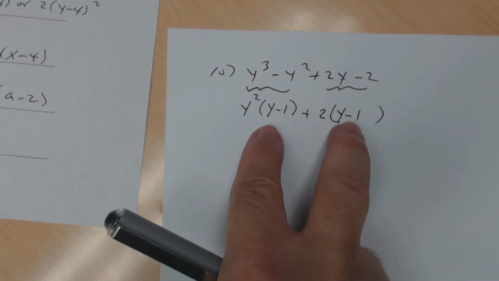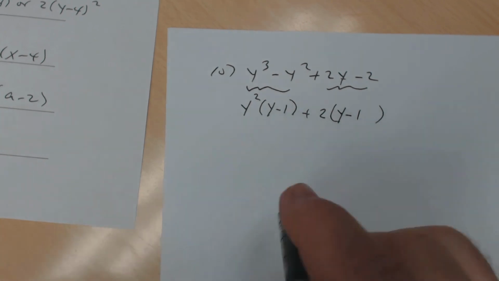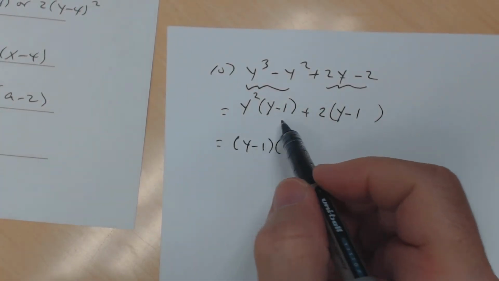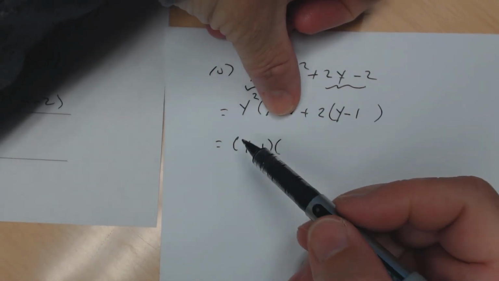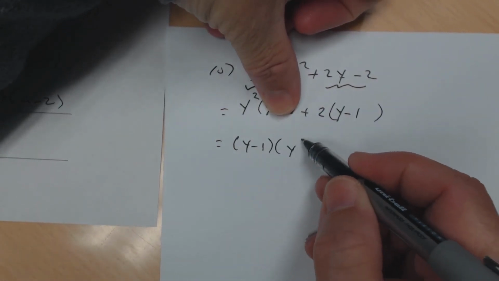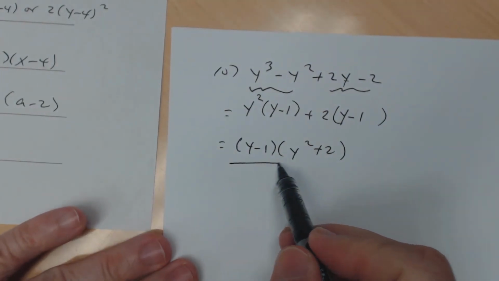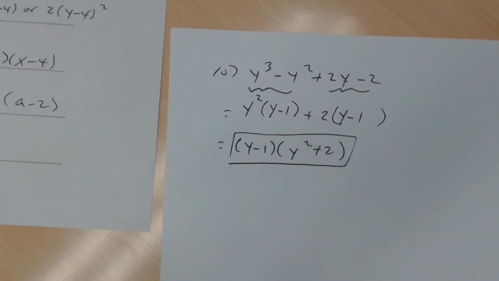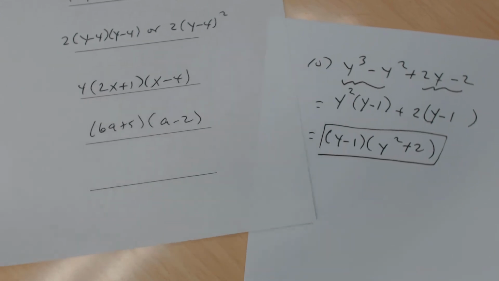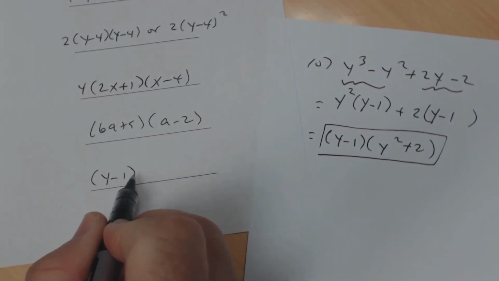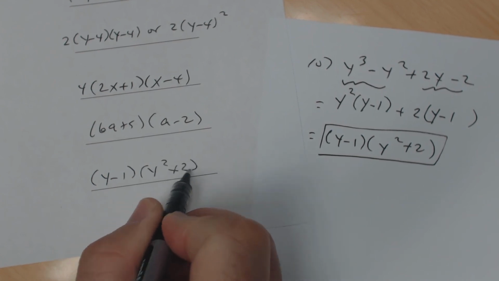And then from these two groups, you see I have a y minus 1 in common. So I'm going to factor out the y minus 1, and when I factor out the y minus 1, I'm left with y squared, and then plus 2. All right, and so there's your answer. So number 10, you're going to get y minus 1 times y squared plus 2.